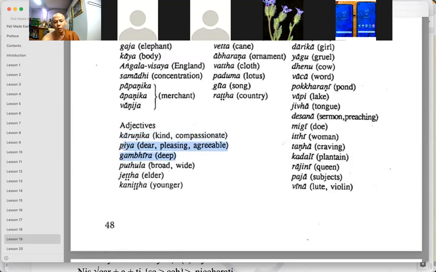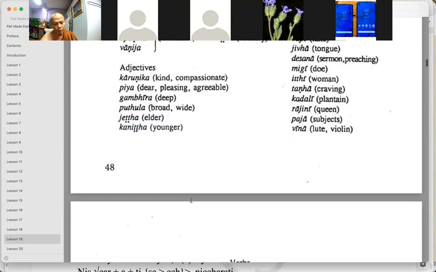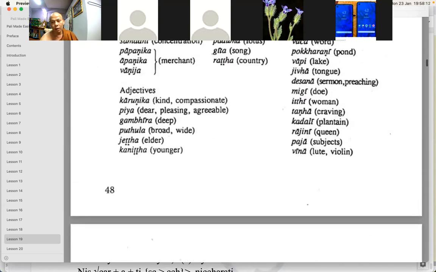The same way biya, also for masculine biyo or neuter biya, maybe feminine gender biya. So dear or pleasing or agreeable. And the gambira also gambira, gambiran, and butula, butulan, and jeta, elder, or jeta, elderly, or something in this way. And the kaneta, younger, or kaneta, or something in this way. So these are adjectives. Oh, okay. Any question?